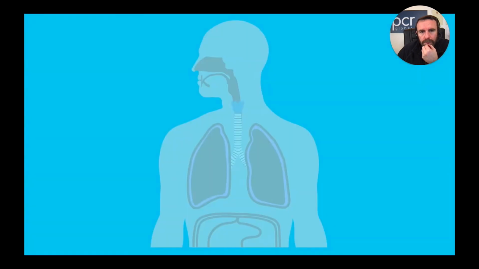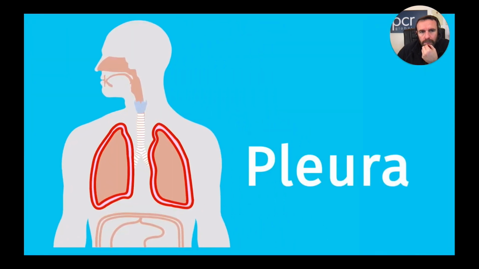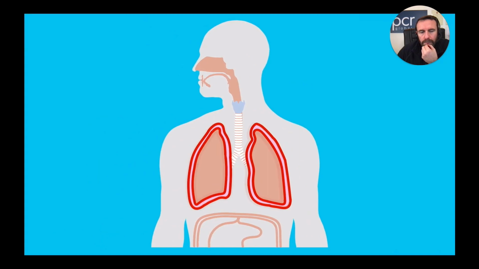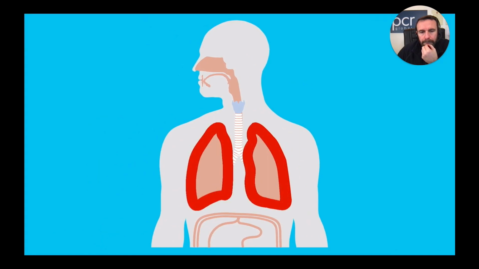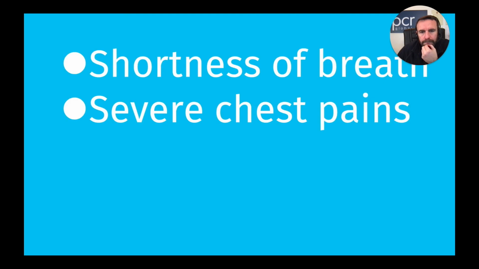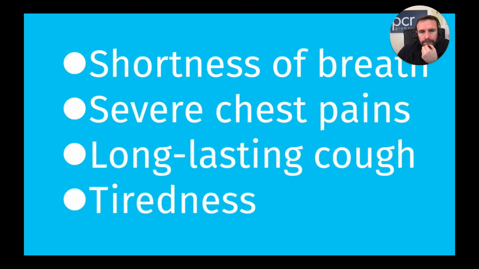Around 3 in 4 cases of mesothelioma begin in the chest, in the 2 protective sheets of tissue that cover the lungs. These sheets are called the pleura, and so this type of cancer is called pleural mesothelioma. In pleural mesothelioma, the layers of the pleura thicken and press inwards on the lungs. In some cases, fluid can also collect between the layers. This can cause shortness of breath, chest pain, sometimes severe, a long-lasting cough and tiredness.